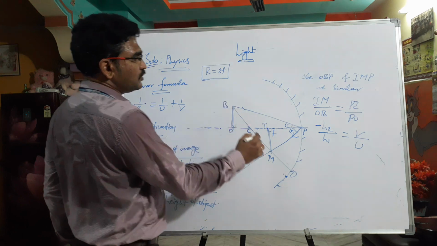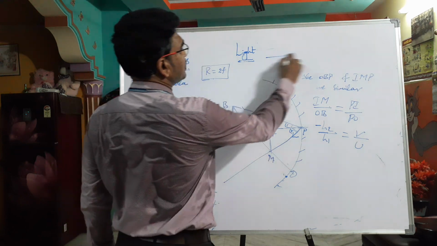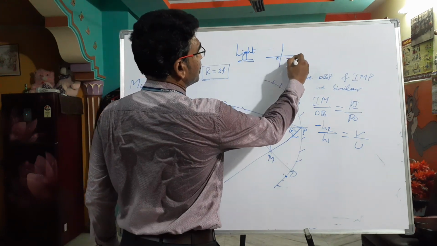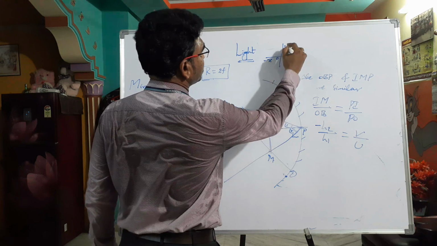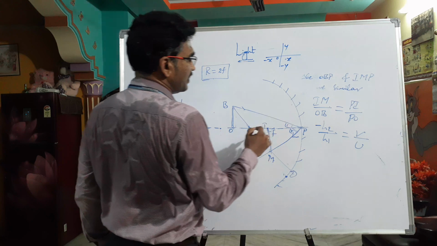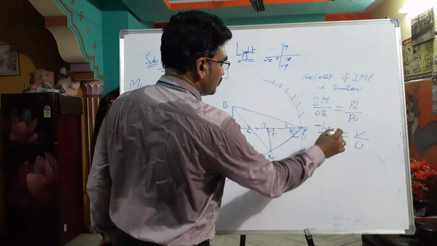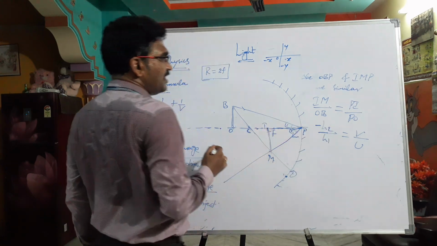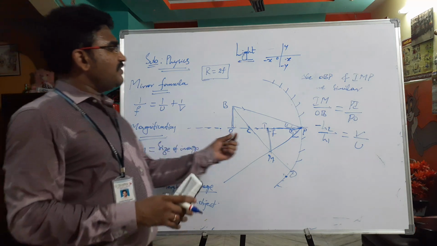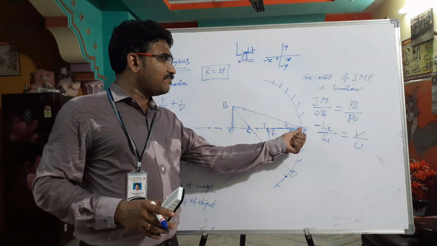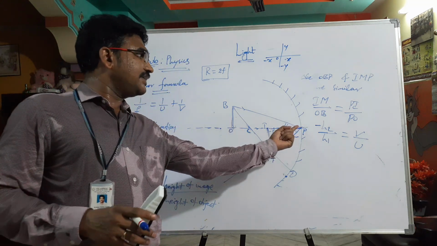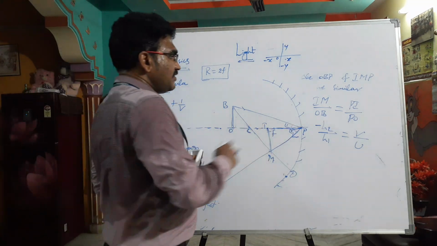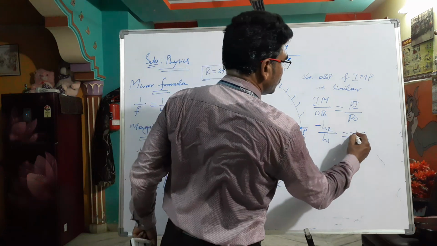H1 is above the principal axis. Above the principal axis means we already know that is the origin. This is X, this is minus X, this is Y, and this is minus Y. So H1 is positive. V means, when we measure the distances from the pole, incident rays are moving in this direction and you are measuring in this direction. We are taking PI, we are moving in this direction, so it is minus V.